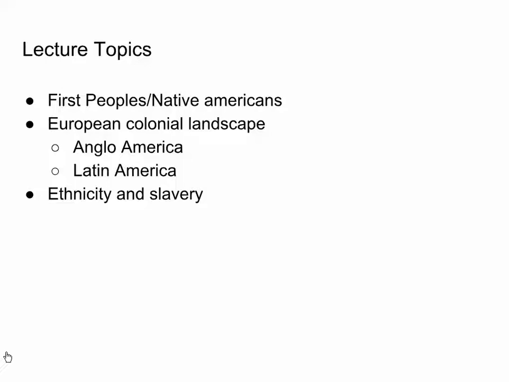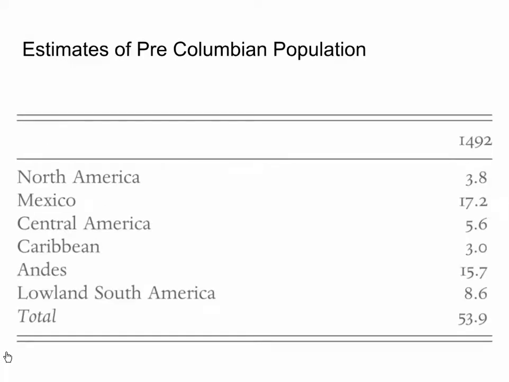Then we're going to move a little bit into the European colonial landscape. And lastly, I'm just going to introduce the idea of ethnicity and slavery that we'll see in Module 3d. All right. So we need to start with this idea, and one of the important questions that really exists in contemporary geography of the Americas is how many people were here prior to European contact, and the numbers vary widely.